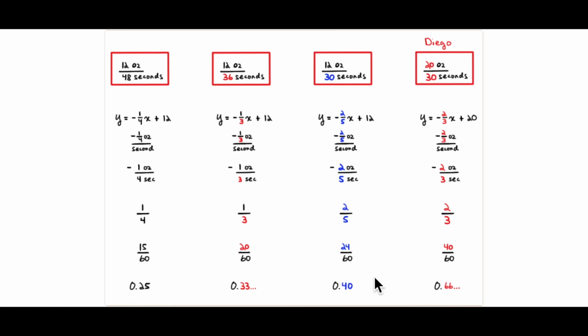So it's useful to look at these relationships. This is the slowest, this is faster yet, and Diego drinks at the very fastest rate. The reason that Diego and Lynn finish at the same time for 2/5 of an ounce per second for Lynn is because she's starting with less, 12 ounces compared to 20 ounces.